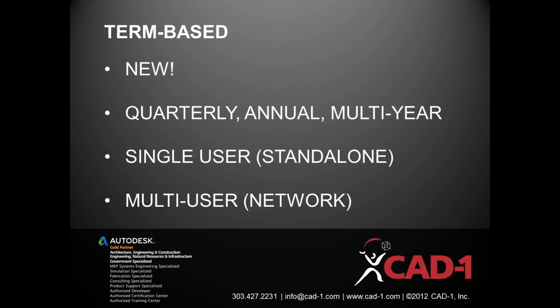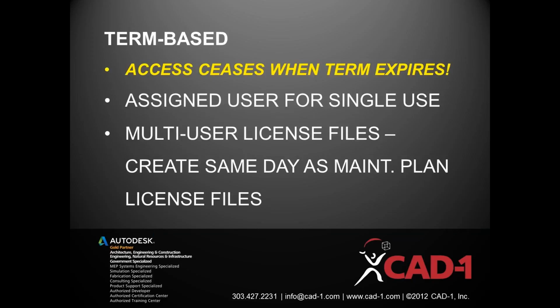So a couple other things. The quarterly plan has access to two previous versions, and the annual and multi-year plans have access to three previous versions, just like the perpetual plans. You get all the same benefits as the perpetual maintenance plans, so you're getting your subscription and your access included there. A couple other things about the term-based: the big thing is that access ceases when that term expires.